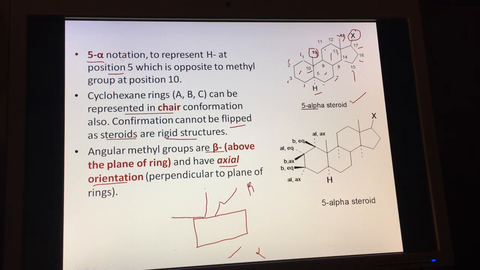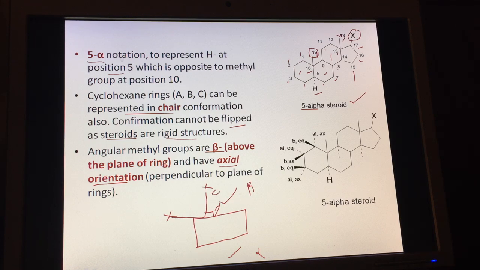Groups can be attached over here or groups can be attached over here. Now in this, the groups are oriented perpendicular to the plane of the ring. This angle is 90 degrees. So the groups are oriented perpendicular, and this conformation is called axial conformation.